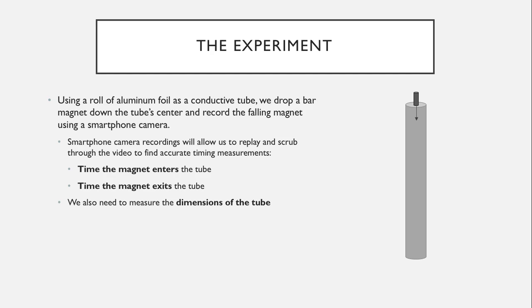So for the experiment, we're going to use a roll of aluminum foil as a conductive tube and drop a bar magnet down the tube center and record it while it's falling using a smartphone camera. So using the video we made with the smartphone camera, we're going to scrub and find the time the magnet enters the tube, the time it exits the tube, and we're also going to need to measure the dimensions of the tube.